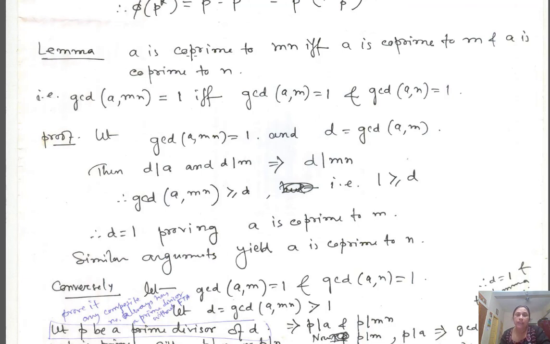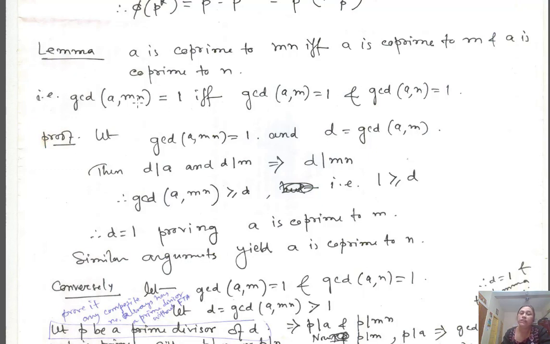this one. A is co-prime to mn if and only if A is co-prime to m and A is co-prime to n. That means GCD of A, mn equal to 1 if and only if GCD of A, m equal to 1 and GCD of A, n equal to 1. Okay, so I'm not going to discuss this proof. Just go through this. Okay, very simple proof. Without seeing this, try to do it by yourselves.